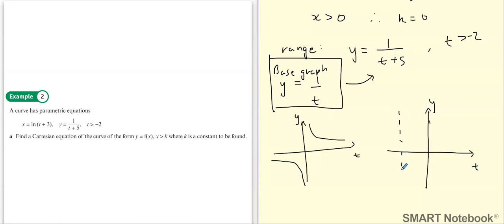So now I'm going to have a graph that looks, oops, that's so bad, like this and like that. And then this asymptote here is t equals -5, and we've got y equals 0 as an asymptote there as well. Are you happy with this graph for 1 over t plus 5? Does that make sense? Please let me know in the chat.